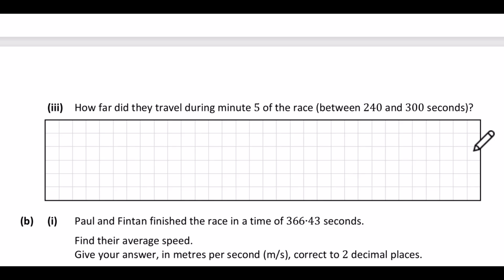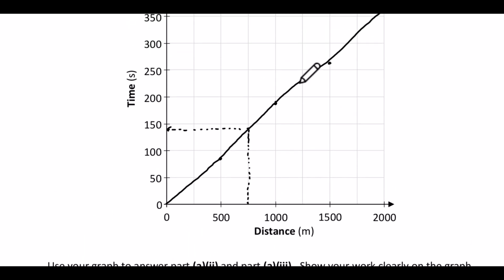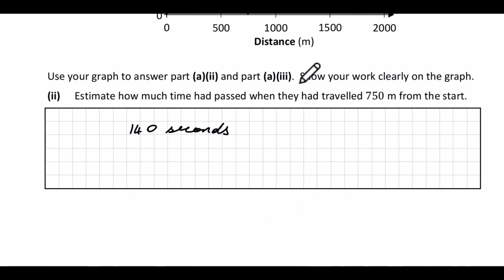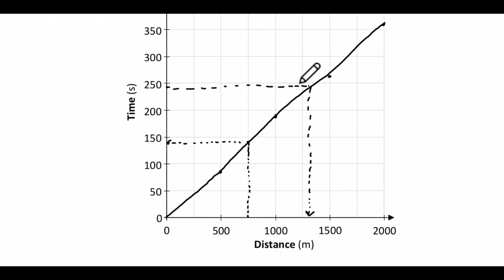How far did they travel during minute 5 of the race? That is between 240 and 300 seconds. So 240 would be about here. So again, you'd need to come over, use a ruler again and come down along here. And the second time was 300 seconds. So 300 seconds is here. So again, come across here and down. So you're looking at this distance here.